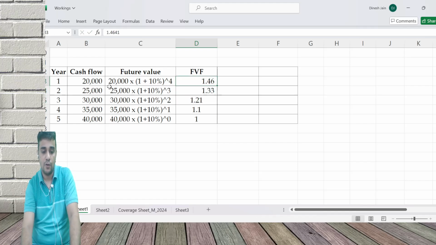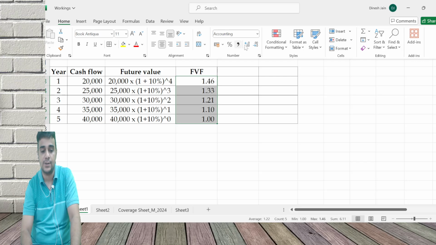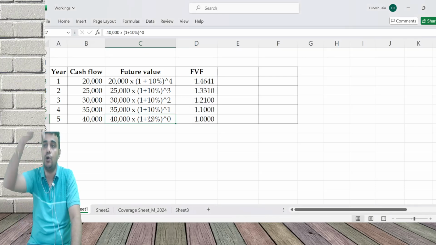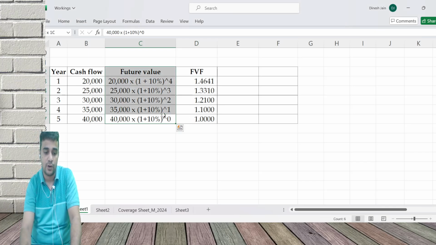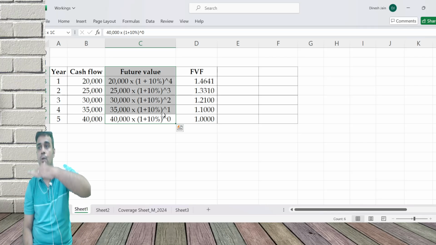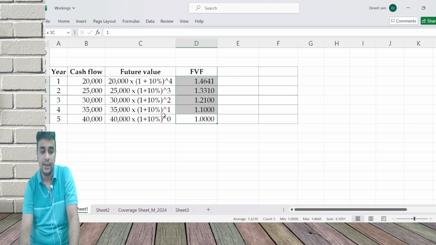4, 6, 4, 1. These are my future value factors. I have written them in reverse order because it is 0, 1, 2, 3, 4 in reverse: year 0, year 1, year 2, year 3, and year 4. These numbers I can take from the tables.